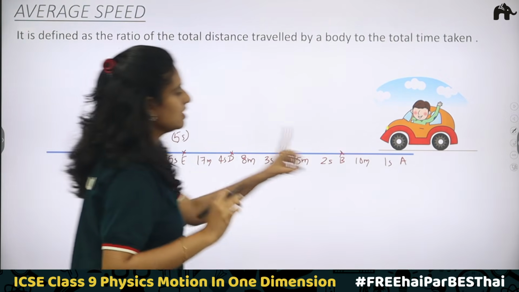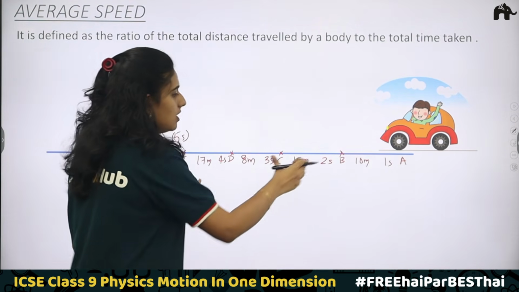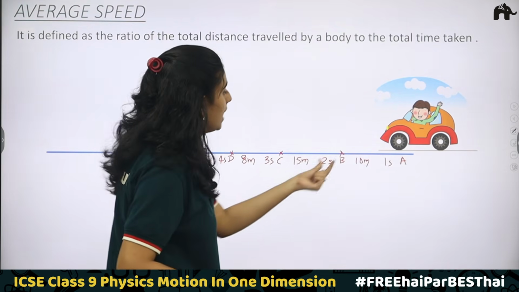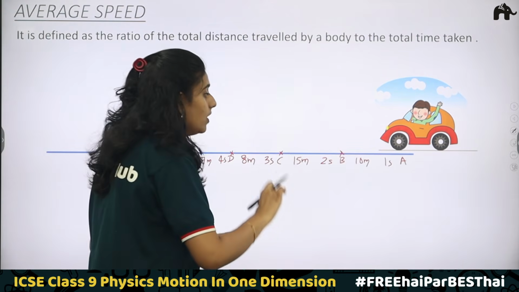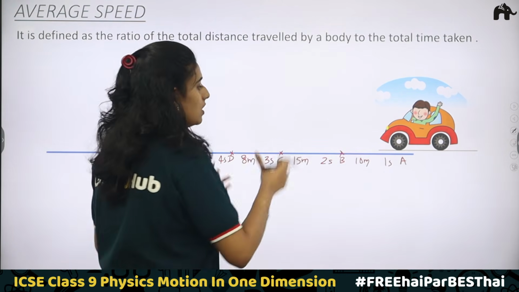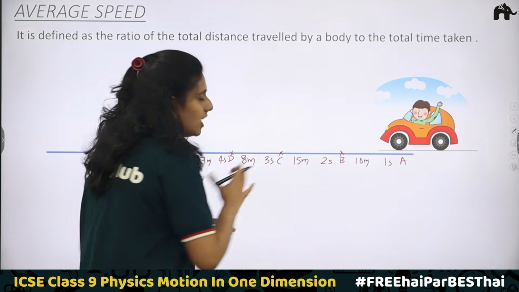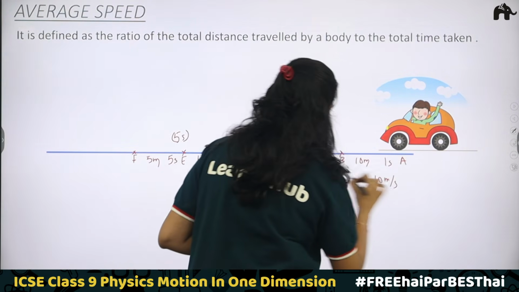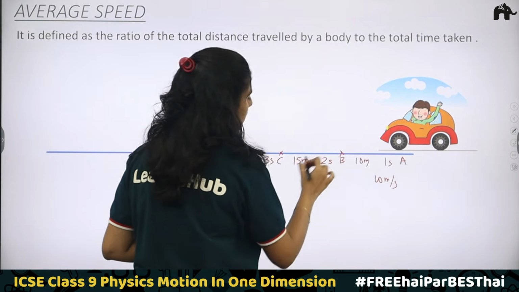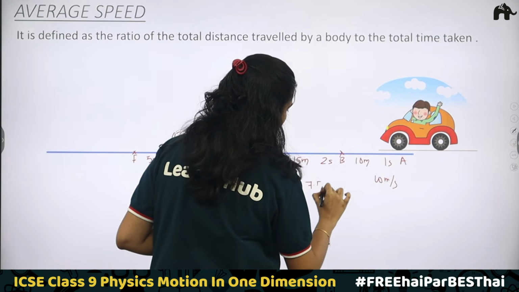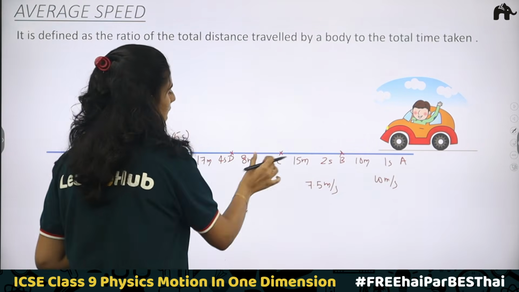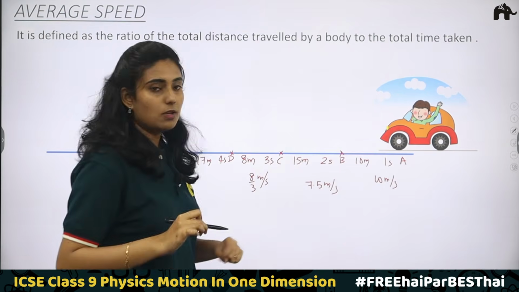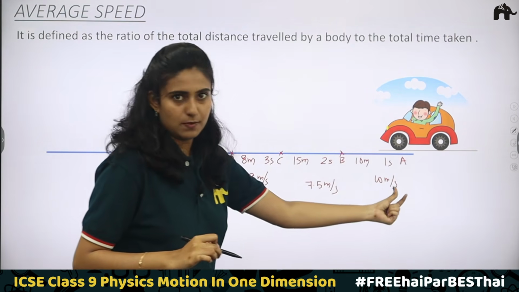Remember, in this case, in each interval you can find a different speed. You can see that the time interval is different and the distance travelled is also different, that is, unequal distance and unequal intervals of time. Therefore, we will be taking the average speed. Here the speed is 10 meter per second. Here the speed is 15 divided by 2, that is 7.5 meter per second. Here the speed is 8 divided by 3 meter per second. So average speed does not mean you will be taking the average of all these speeds. It is not like that.